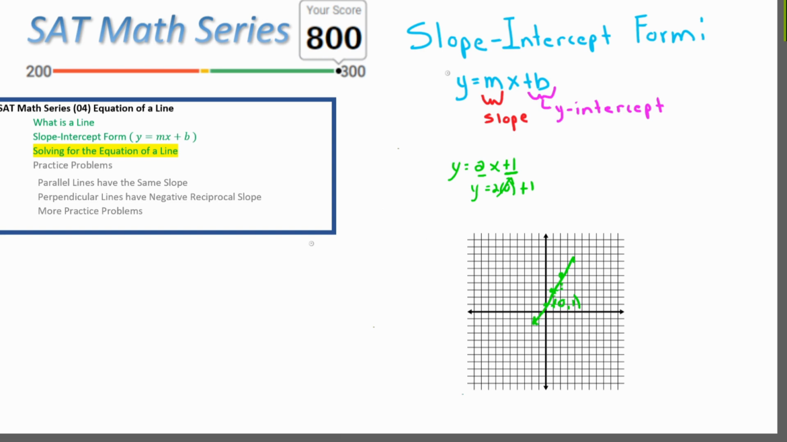So a very common SAT question will give you perhaps a slope. Let's say it tells you the slope is 2. We'll do the same line here, but pretend we don't know the equation of the line yet. And it'll give you 1 point on the line. Let's say we had the point (2, 5). And it'll ask you to find the equation of a line.